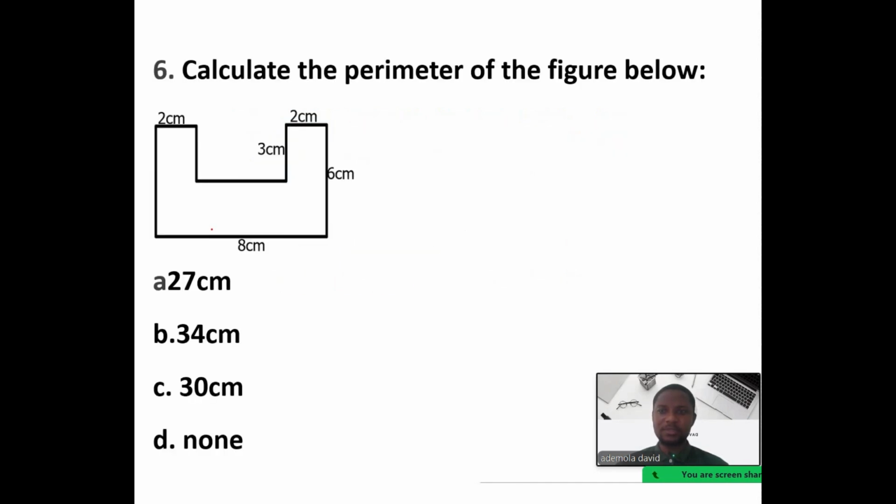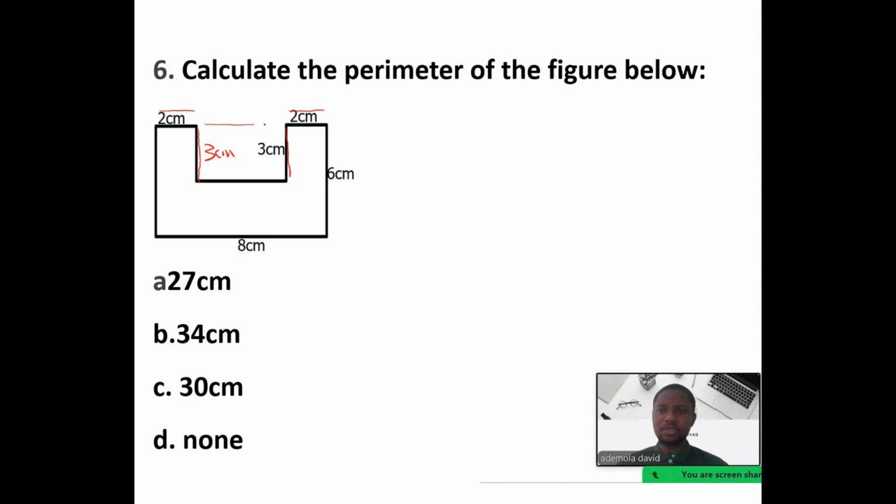The question says, calculate the perimeter of the figure below. Perimeter is the distance around a shape. And then some of the sides are not given, so we have to find that first. Opposite side of a rectangle is the same, so if here is 3, here too must be what? 3. So I can fill up this with 3 centimeters. And then the base length is 8. We have here to be 2, here to be 2. 2 plus 2 is 4.